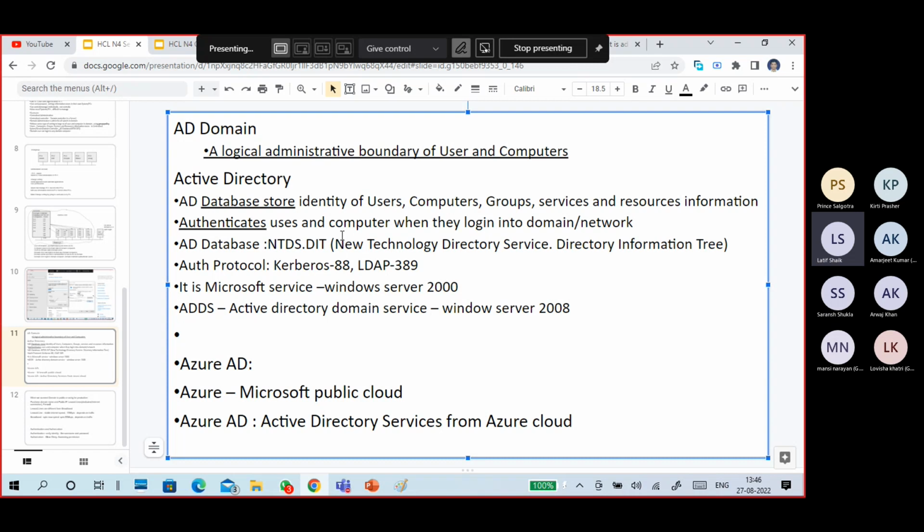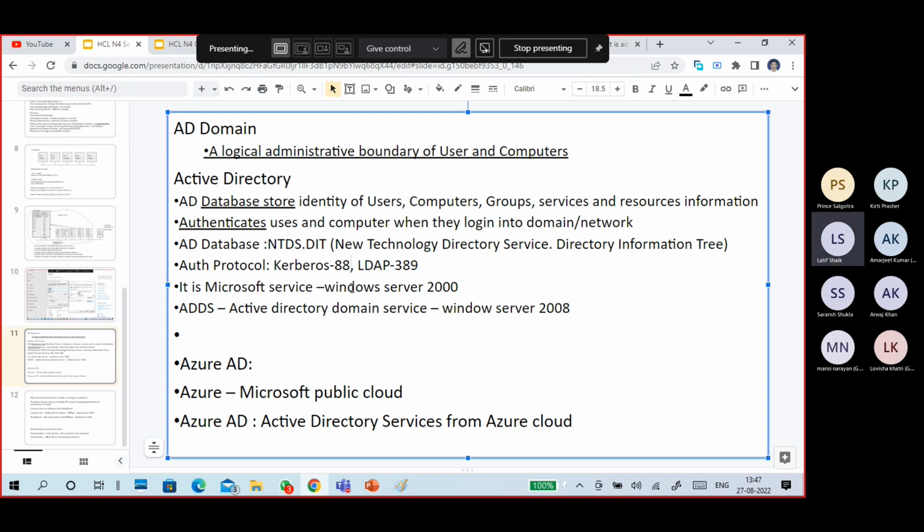Authentication protocols. The database stores the authentication information. This is the database name. How is it authenticated? Using some protocols, right? The protocols are Kerberos and LDAP, used to authenticate users. Kerberos is one of the powerful authentication protocols.